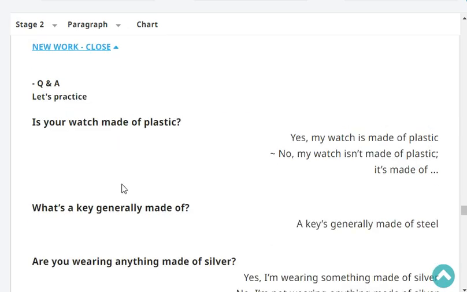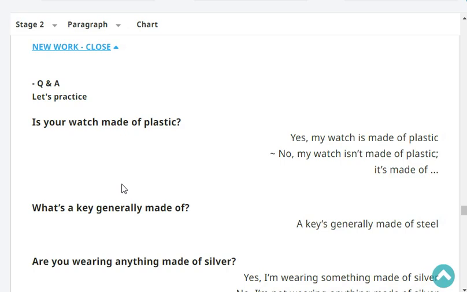Let's practice. Is your watch made of plastic? Yes or no? No, my watch isn't made of plastic. It's made of iron. Very good.